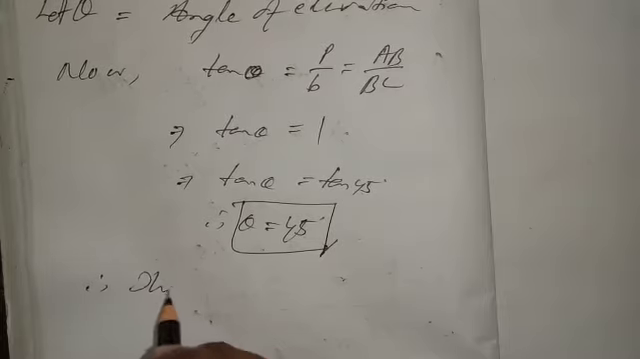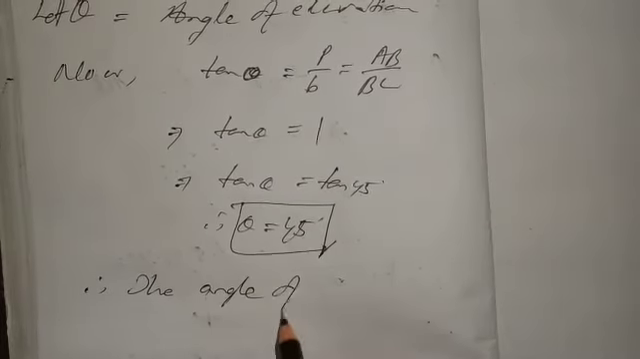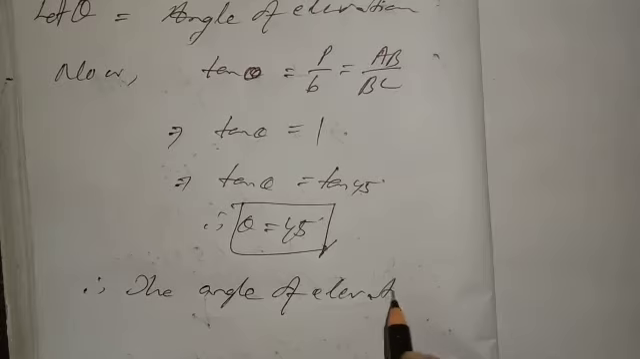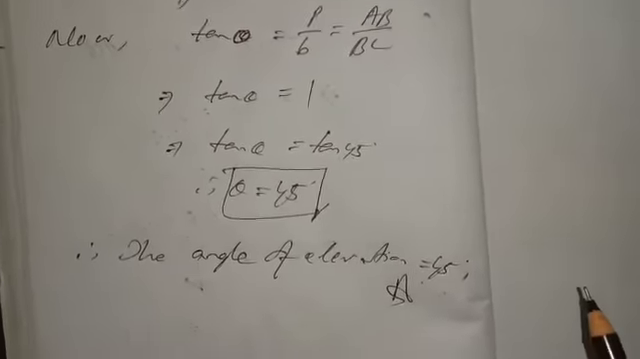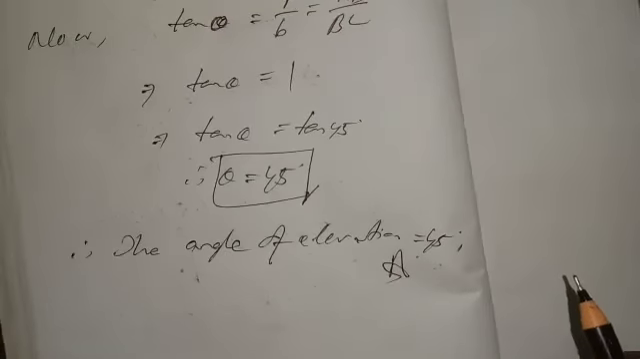Therefore, the angle of elevation of the sun is equal to 45 degree. In this way, question number 4 is complete. Let us go to number 5.